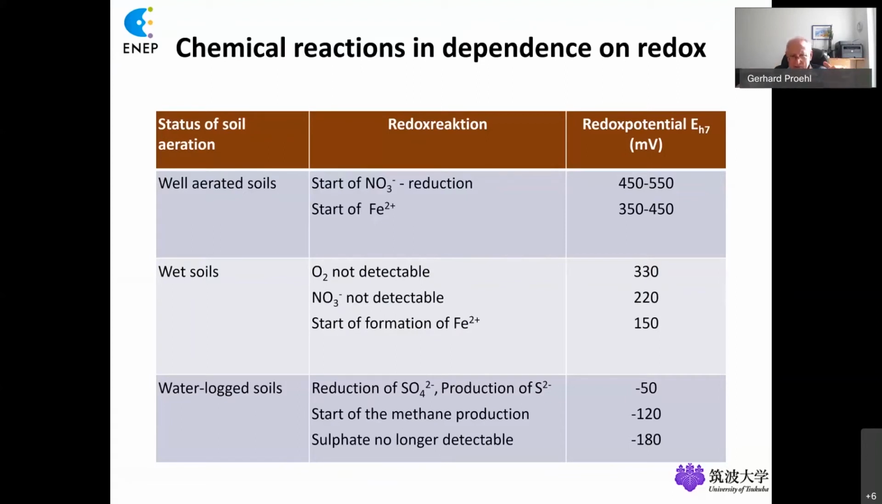And in waterlogged soils, you have a reduction of sulfate and production of sulfide, and methane production also starts.